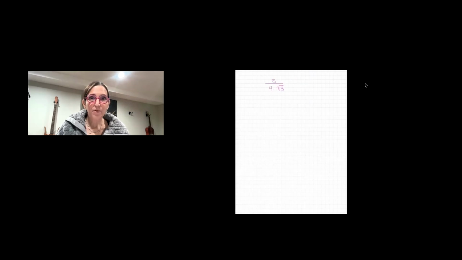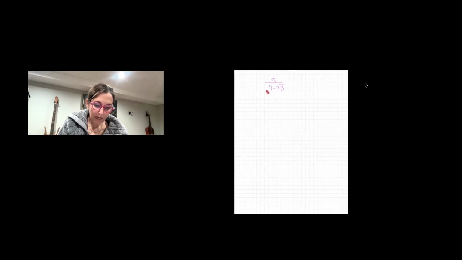Okay, third type of problem is rationalizing the denominator. I am not allowed to have a radical in my denominator. It is against the rules, and I have to get rid of it. So when I have an expression in the denominator that involves addition or subtraction, I want to do what's called multiplying by the conjugate. The conjugate of this expression, 4 minus root 3, is the same thing but with the opposite sign in the middle. So I'm going to multiply the top and the bottom of this fraction by 4 plus root 3. And you'll see what happens.